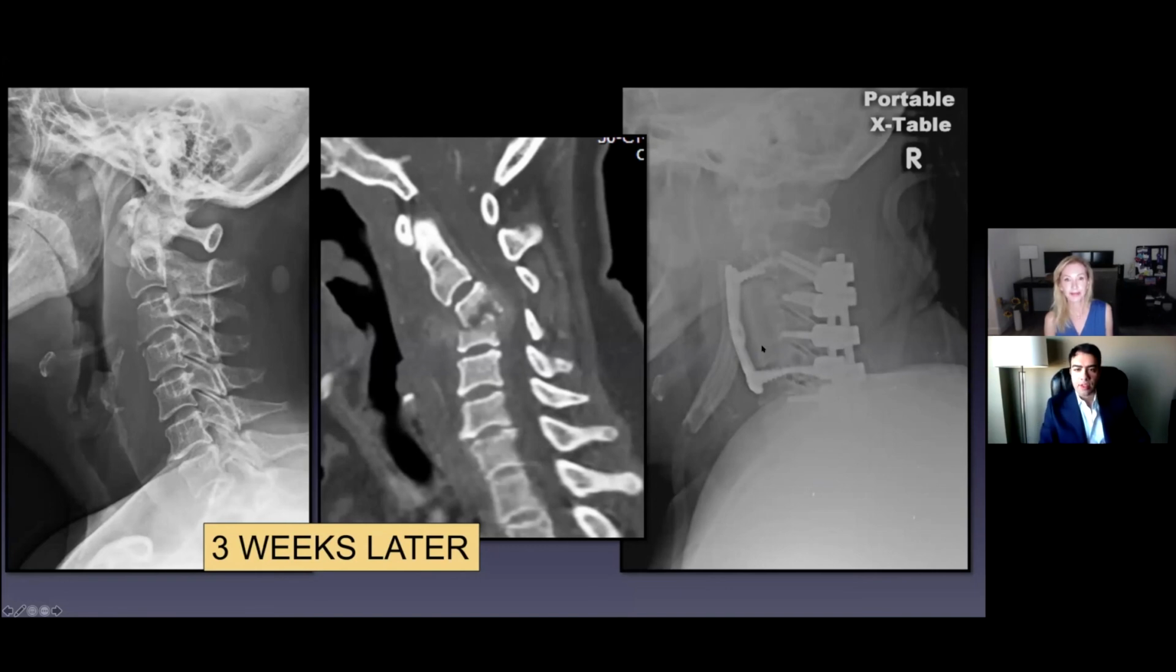So the surgical decision making here was excellent. Certain things I would point out are the decision to put a plate. It's a little bit proud too. Sometimes you can do this without a plate, especially in the high cervical spine.